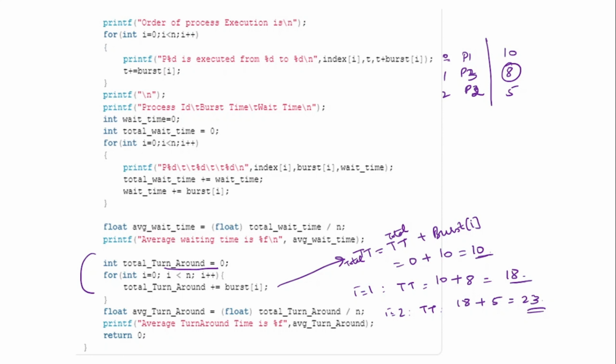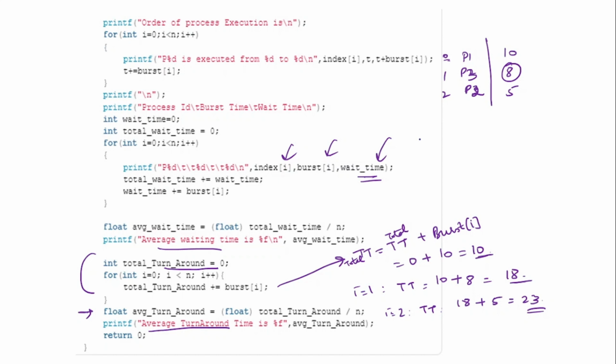And similarly we can calculate the average turnaround time. Finally, we are printing the average turnaround time, the average waiting time, as well as the waiting time of the individual processes also. So in the output you have the process index, the burst time, as well as the waiting time of all the processes. So this was the priority based scheduling.